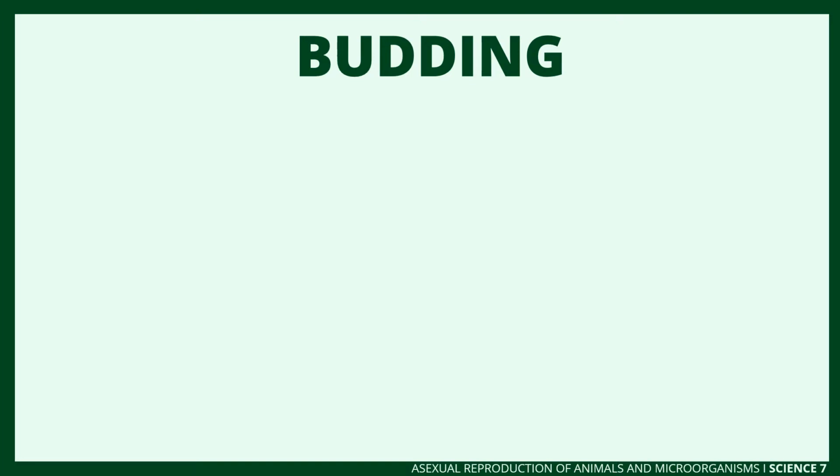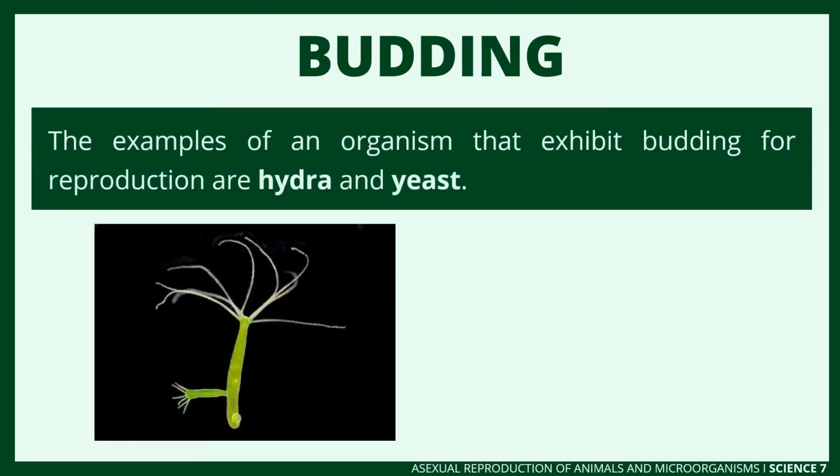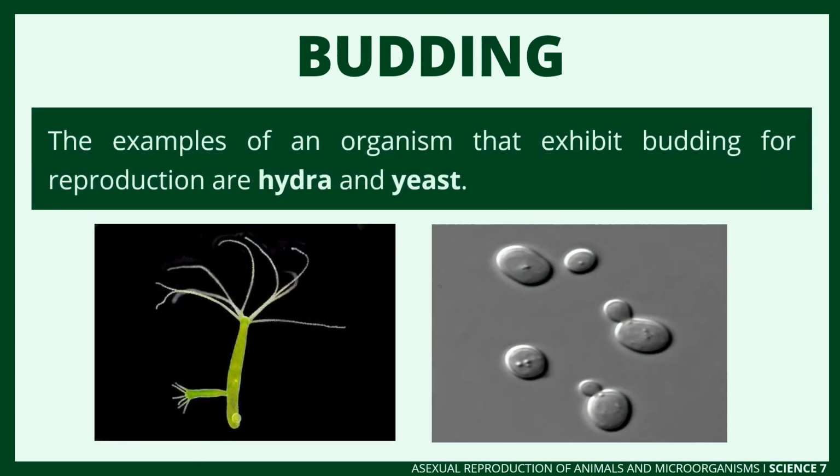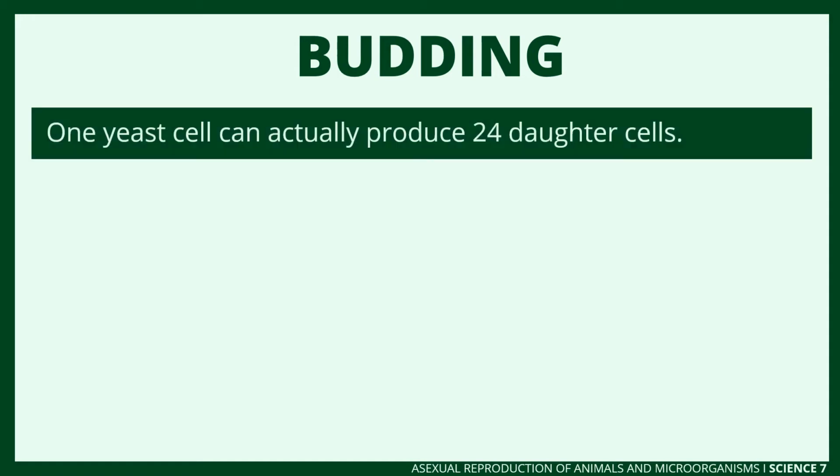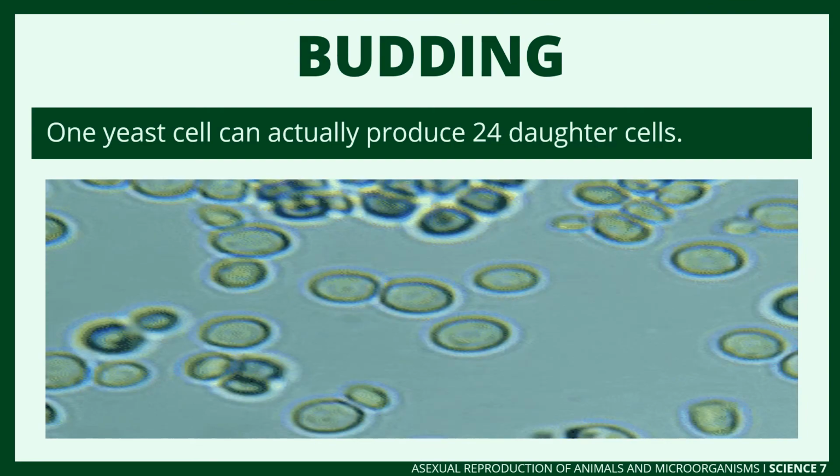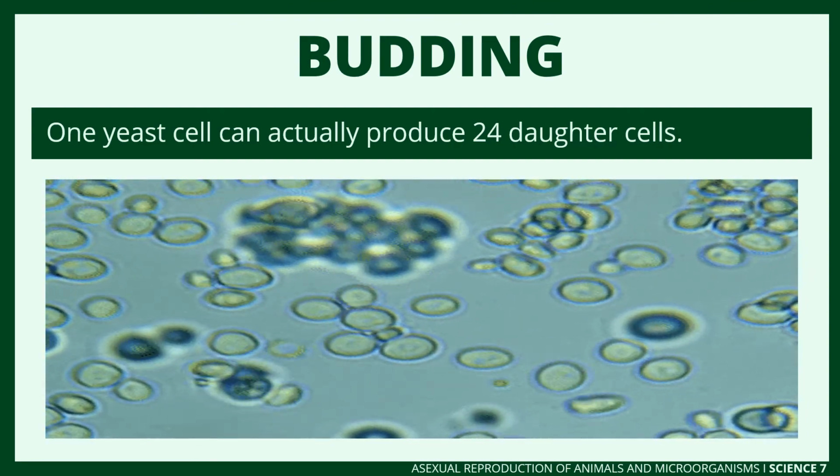Some examples of organisms that exhibit budding for reproduction are hydra and yeast. A yeast cell can actually give rise to 24 daughter cells. We can say that they can reproduce rapidly.